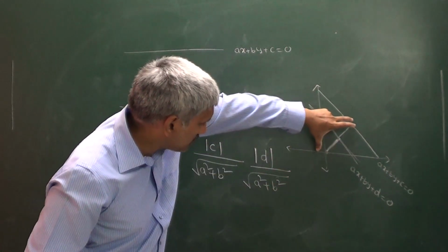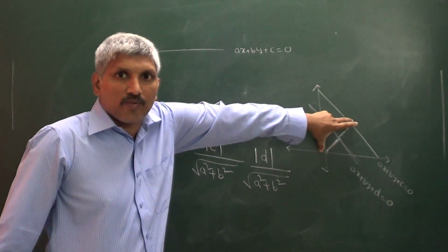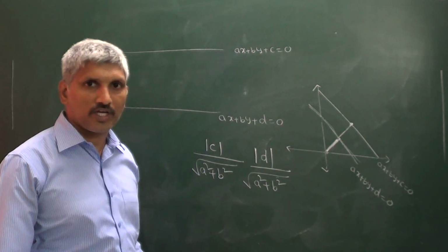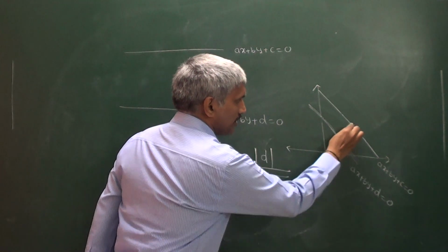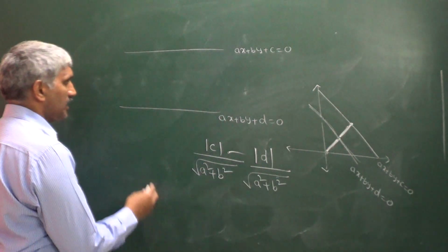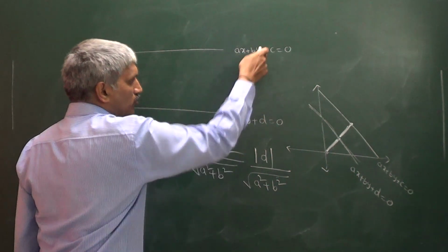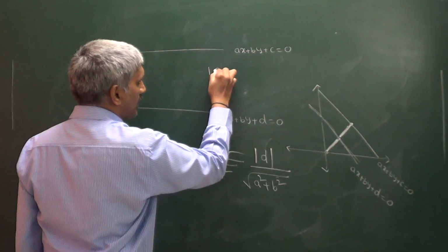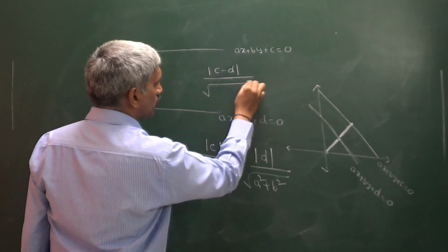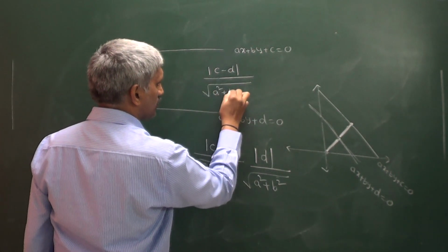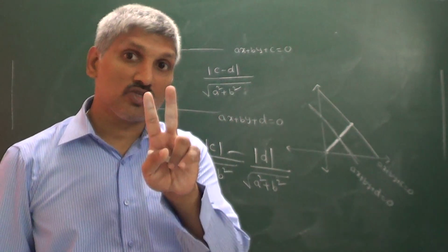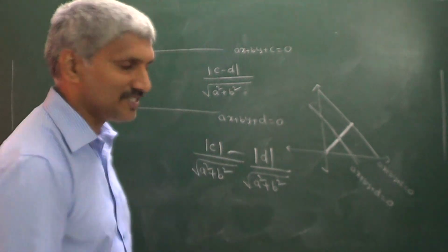This total distance is mod c by root over a square plus b square, and this distance is equal to mod d by root over a square plus b square. But we require this distance, so subtract. That's why the distance between these two parallel lines is given by modulus of c minus d divided by root over a square plus b square. That is the formula for finding the distance between two parallel lines, right?